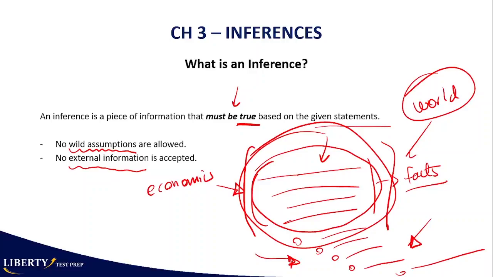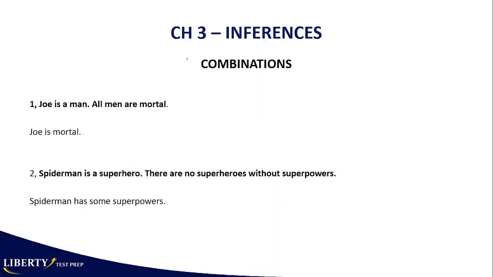So now let's go and see some types of common inferences. The first one is the combination, okay. What is a combination? Basically, they're going to give you several sentences, several facts in the argument.